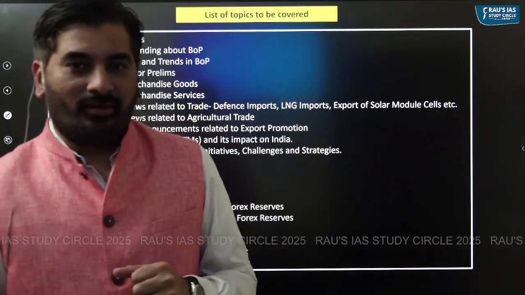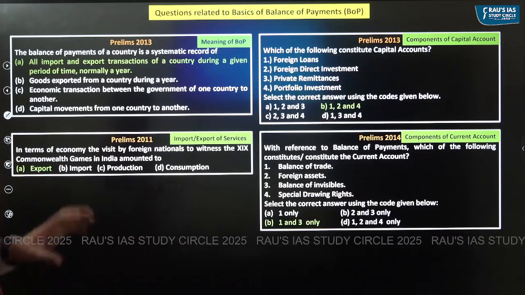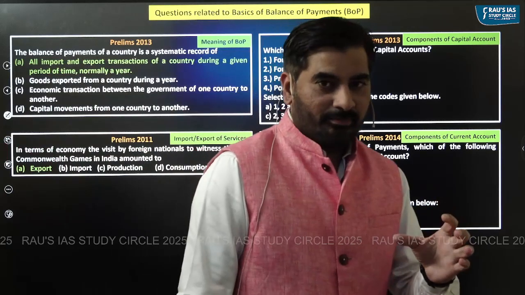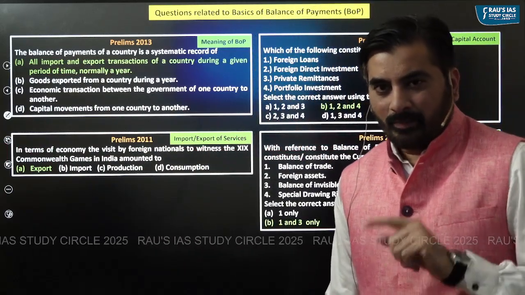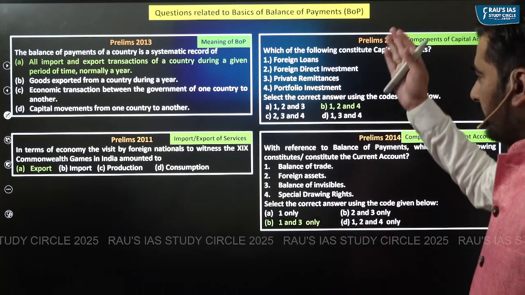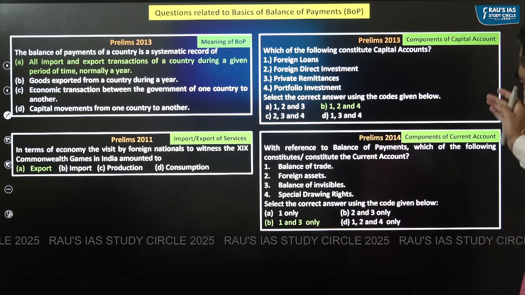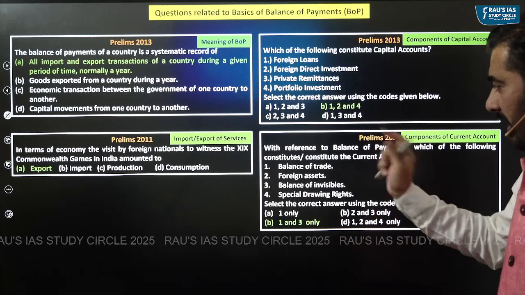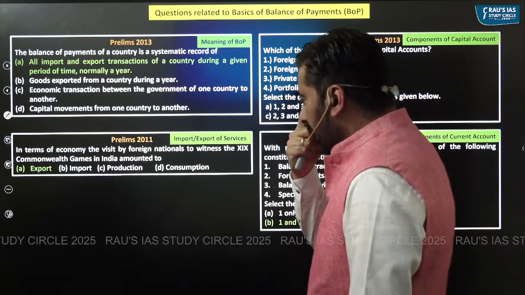So let's start our discussion, wherein first let's have a look at the previous year questions related to the basics of balance of payment. Like I said earlier, questions have been asked with respect to the meaning of BOP, the components of the current account and capital account under BOP, as well as this very interesting question in Prelims 2011.